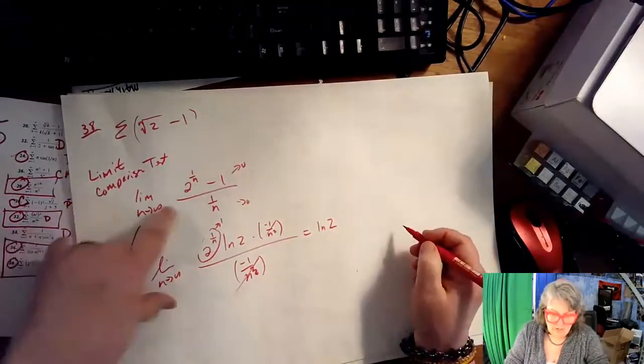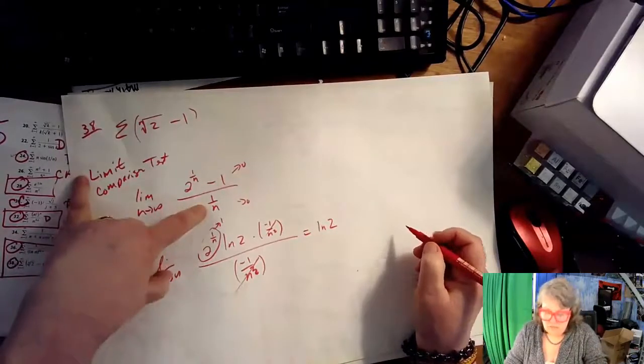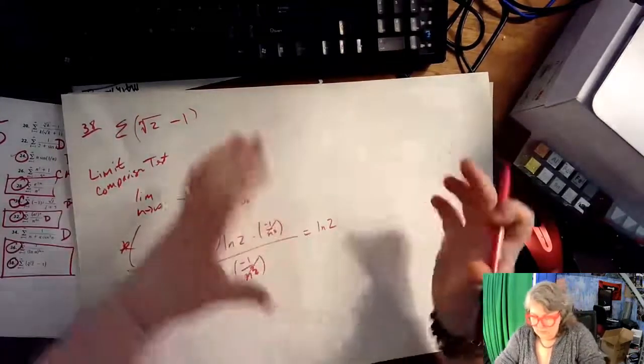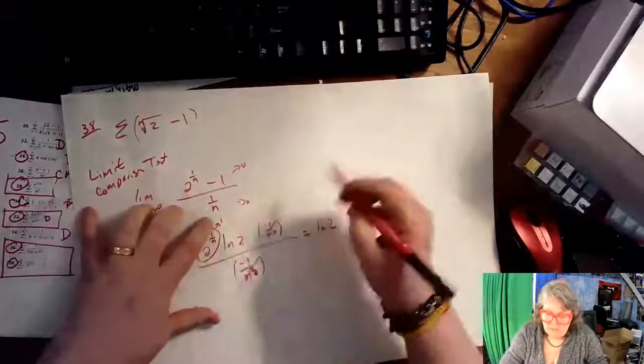And since I divided by 1 over n and n diverges, and we didn't get 0 or infinity, we got something in the middle, this means this diverges.